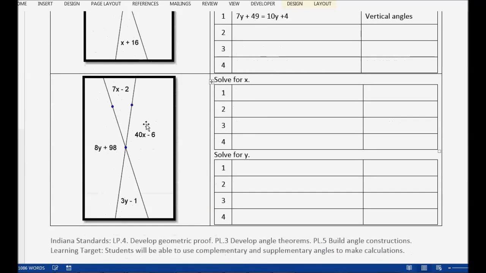Down here we have a linear pair on the top, so we're going to go 7x minus 2 plus 40x minus 6 equals 180 because they form a linear pair. And in the y equation we have 8y plus 98 plus 3y minus 1 equal to 180 because they form a linear pair. And again, I'm going to trust that you can finish these equations out.